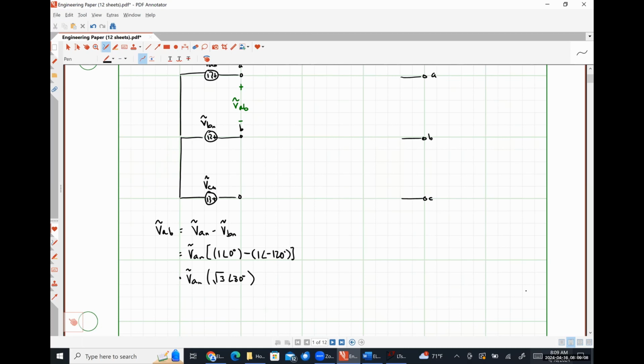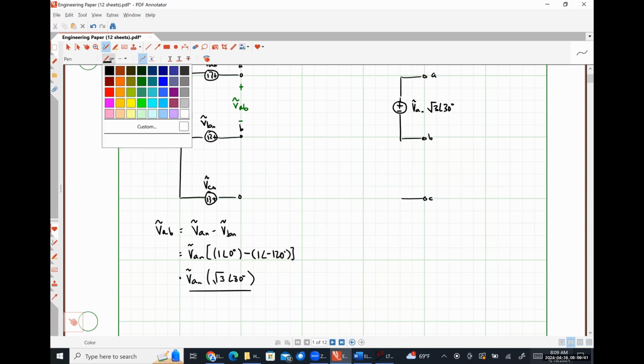Now my goal is effectively to force the voltage seen between transmission line terminals A and B for my delta connected circuit to be that. So how am I going to do that? By literally just putting a voltage source there that provides this amount of voltage. So this is going to be VAN √3 angle 30 degrees.